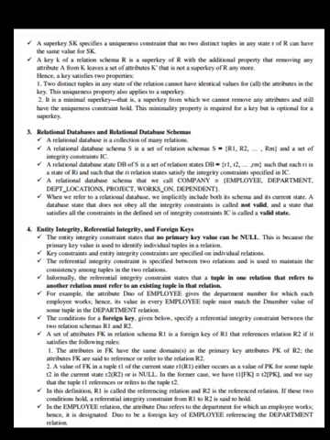A relational database state DB of S is a set of relation states DB = {R1, R2, ..., Rm} such that each Ri is a state of Ri and such that the relation states satisfy the integrity constraints specified in IC. A relational database schema that we call COMPANY is equal to {EMPLOYEE, DEPARTMENT, DEPT_LOCATIONS, PROJECT, WORKS_ON, DEPENDENT}. Where we refer to the relational database, we implicitly include both its schema and its current state.